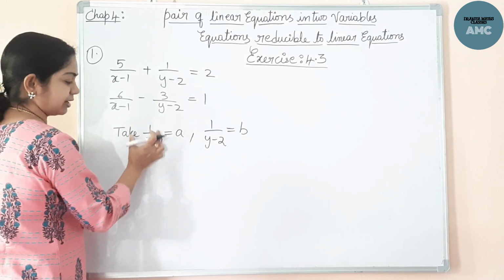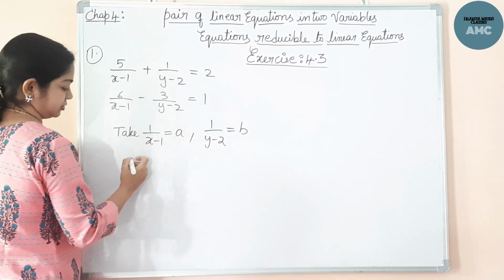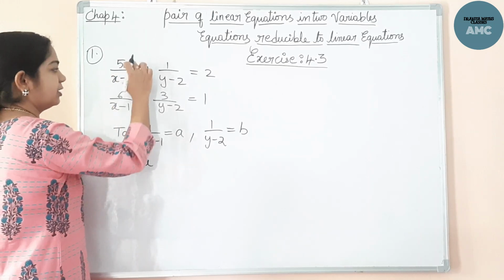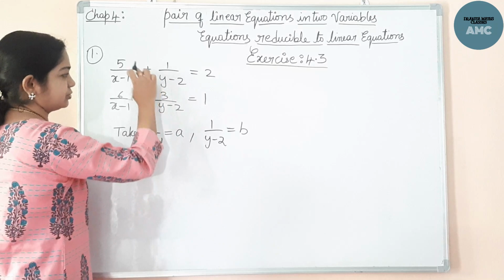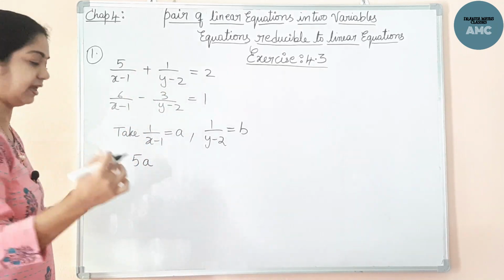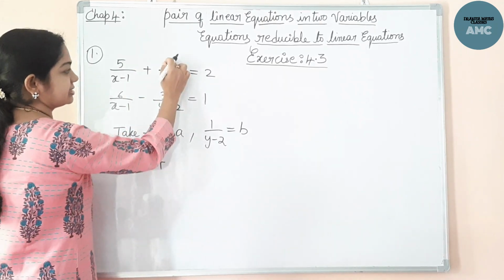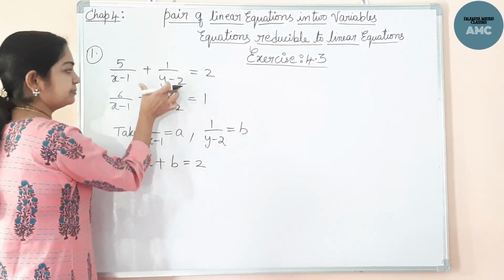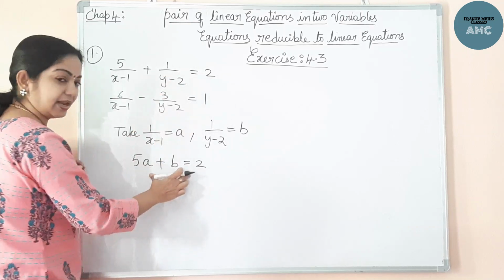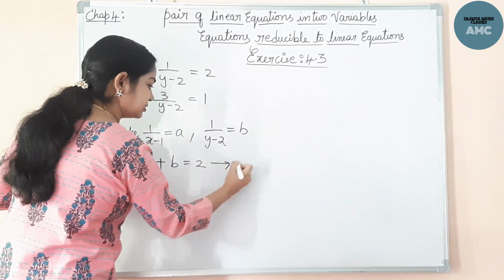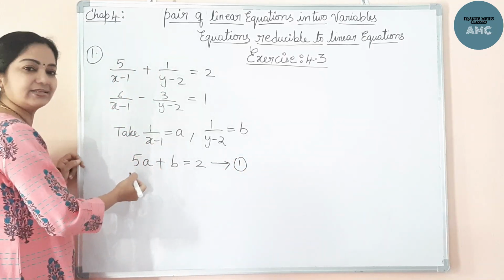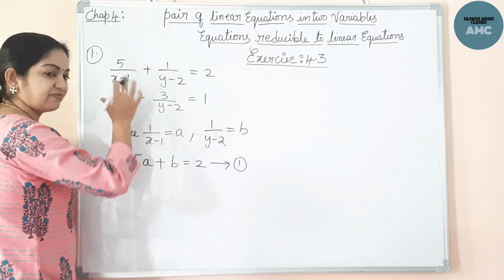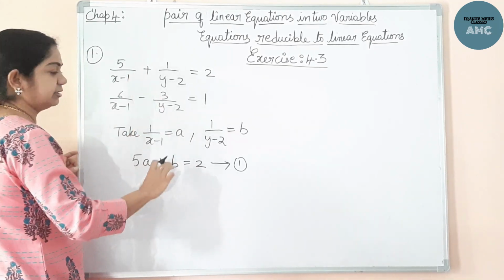Now I'll put 1 by x minus 1 as a here. So it comes to 5a. So 5 into 1 by x minus 1, and 1 by x minus 1 is a. So I'm substituting a in place of 1 by x minus 1. Then plus 1 by y minus 2, that is equal to b. So this equation has been reduced to another equation. Let us suppose this as equation 1. Now clearly it is a linear equation because the variable has degree 1. That means I have reduced these equations into linear equations.